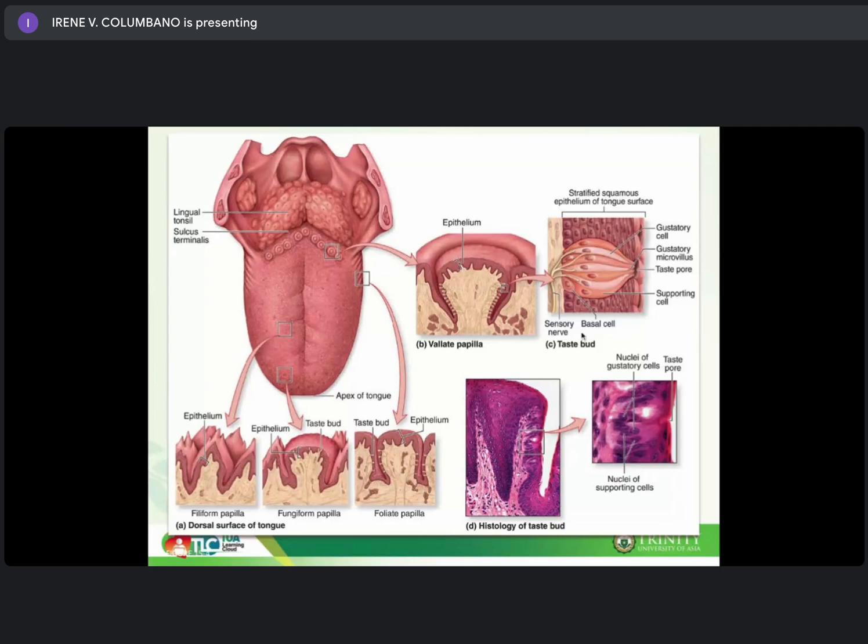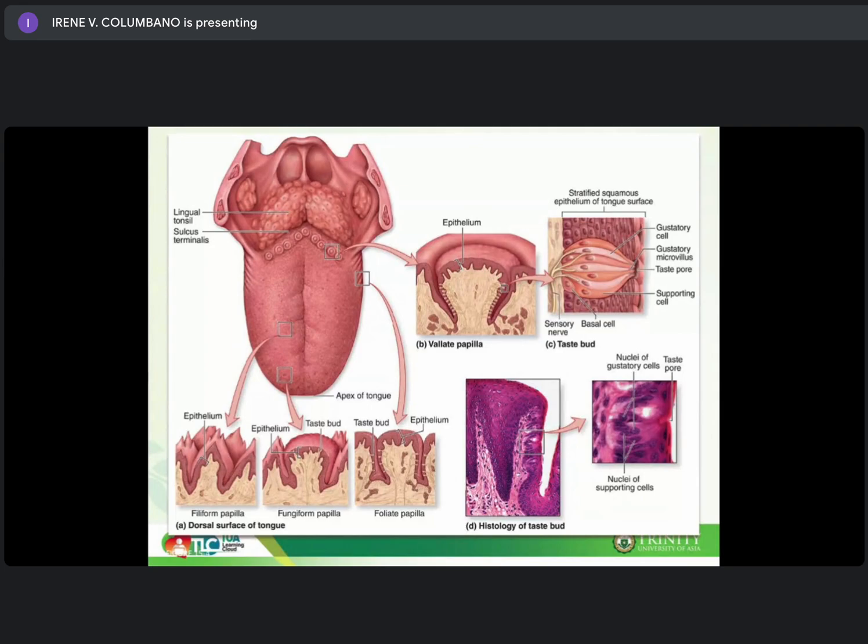Okay, so we can see here yung tongue with the different papilla. So we have the filiform papilla, fungiform papilla, and the foliate papilla. So yung filiform papillae provide friction to help move food during chewing. Yung foliate naman, or a ridge-like structure located on the side of the tongue, are best developed in young children. Fungiform papillae naman are scattered across the dorsal surface, and yung ating vallate papillae or circumvallate papillae are present sa V-shaped line near the terminal sulcus.